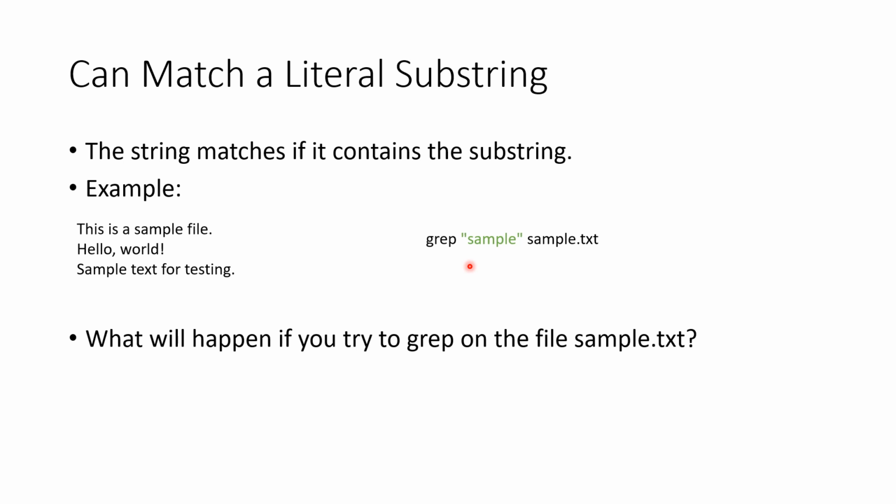What happens if you do grep, space, sample in quotes, with a lowercase s, and sample.txt? If you gave this a shot, you should see that the result it outputs is just, this is a sample file. It just prints out that line because it is the line that has the word sample with a lowercase s on it. Good. That's probably the simplest thing that you can match because you're just matching the exact letters.